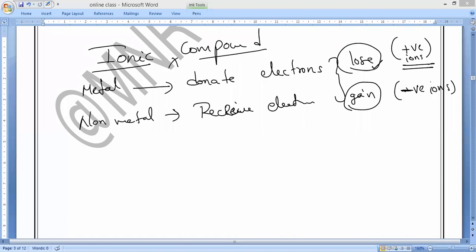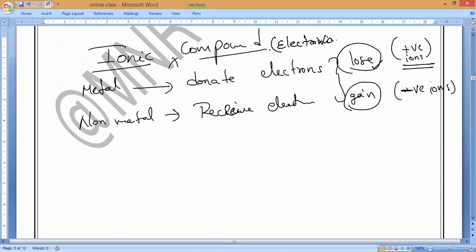In the formation of an electrovalent compound, the electrovalent compound is also known as an ionic compound. Nobody responds. So electrovalent compound we can also call ionic compound. Please write. Have you understood this one?